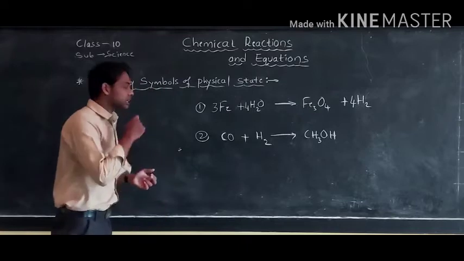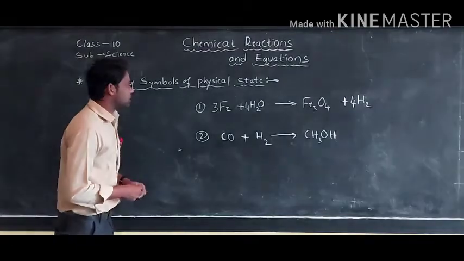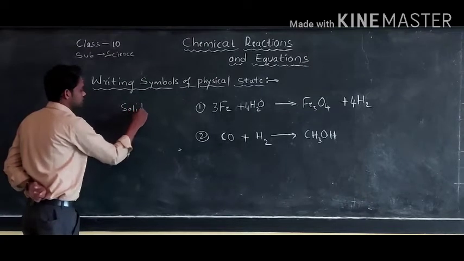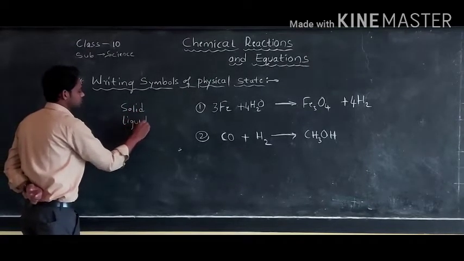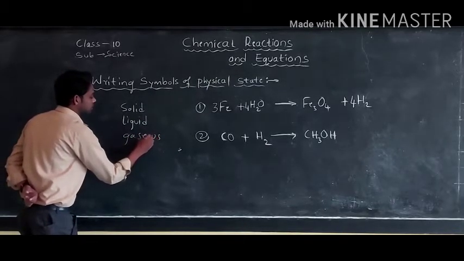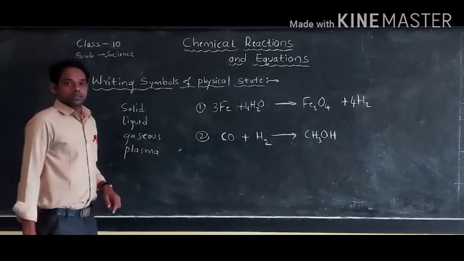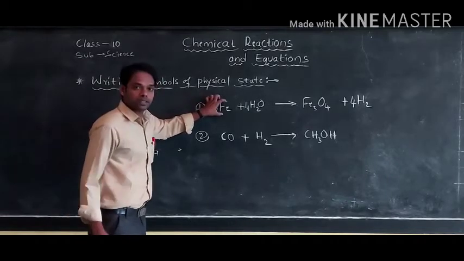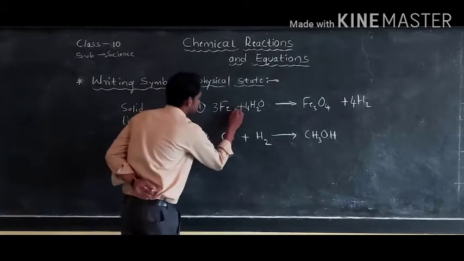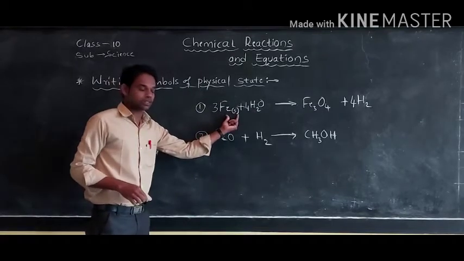Today we will learn writing symbols of physical state. You know there are 4 states. They are solid, liquid, gaseous and plasma states. See, iron is very hard, so it is in the solid state. So I will write S. S means it is in the solid state.